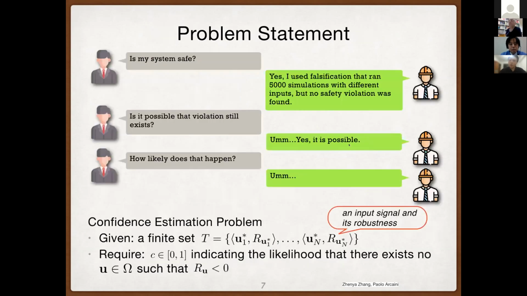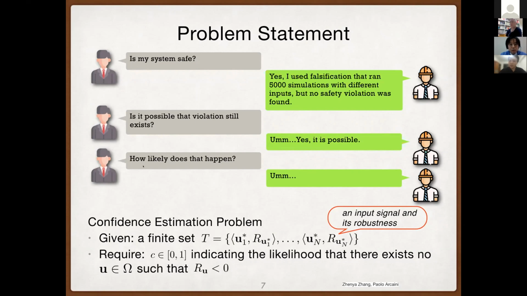In this work, we will consider a different problem, that is, confidence estimation for falsification. Let's firstly take a look at a conversation between a user and an engineer. The user asks, is my system safe? The engineer answers, yes, because I used falsification that ran 5,000 simulations with different inputs, but no safety violation was found. Then the user asks, is it possible that a violation still exists? The engineer answers, yes, it's possible.